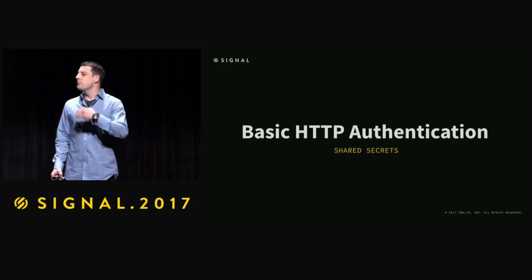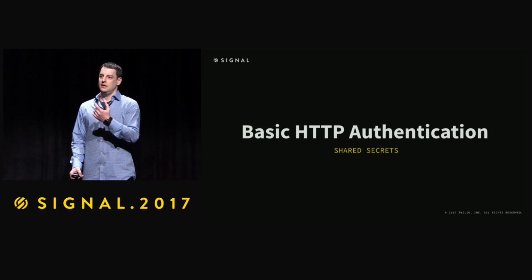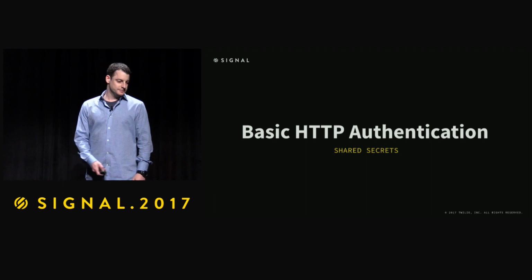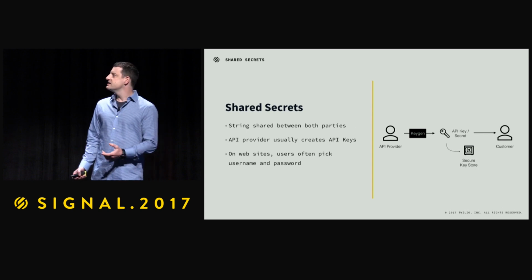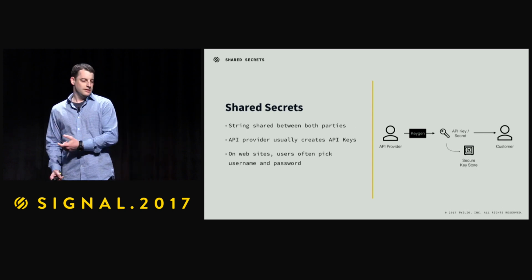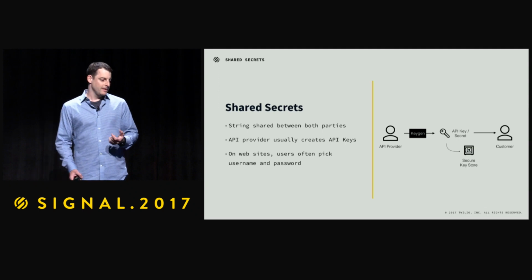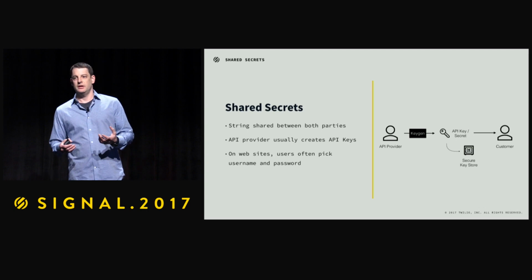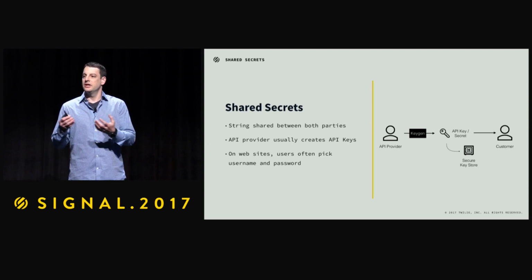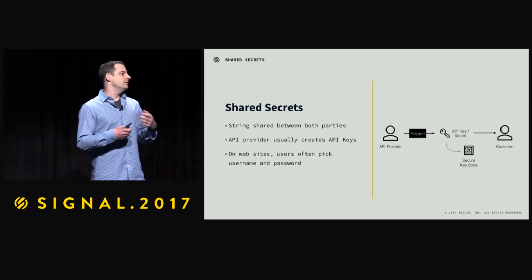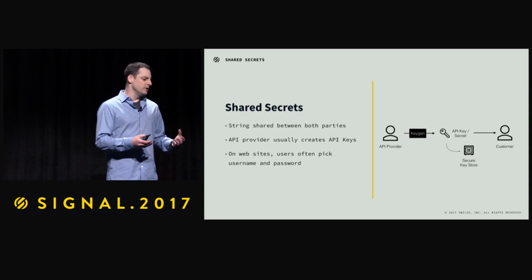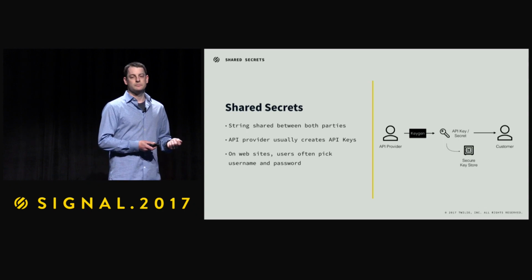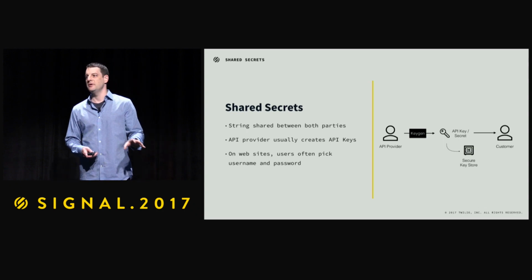But let's go back to the first example, where we just used a shared secret, basic authentication. In this case, there's a string that's shared between the API provider and the customer. And usually, in the case of an API provider, the key is created by the API provider. You go to the console, you get the key, you get your secret. If you're on a web application, you're often familiar with creating a username and password. Same thing. You created a shared secret. We're going to focus on the API going forward.